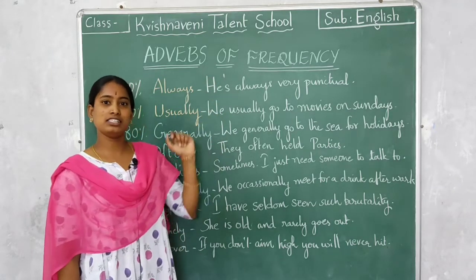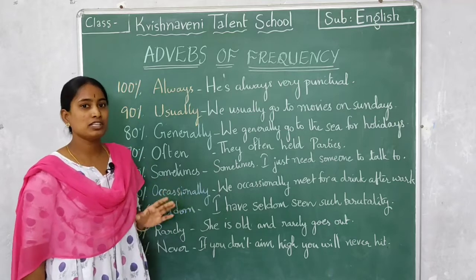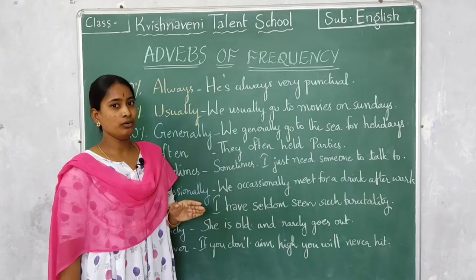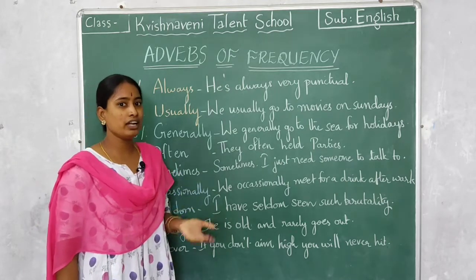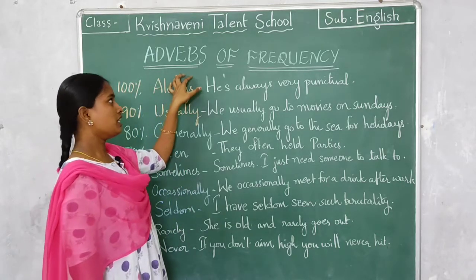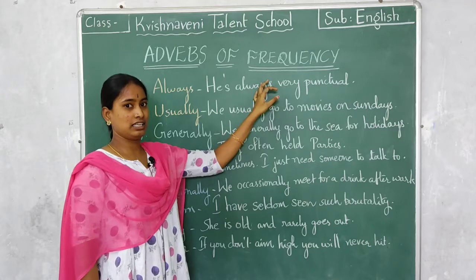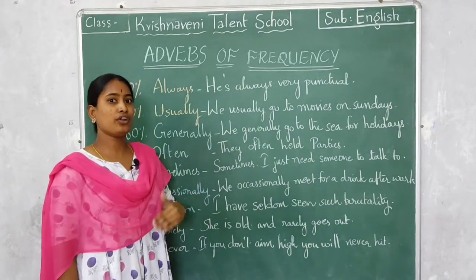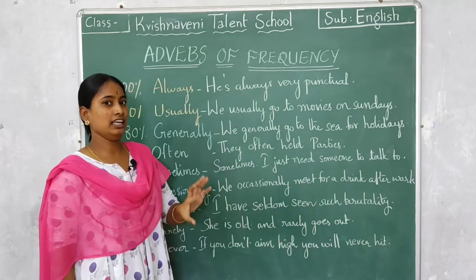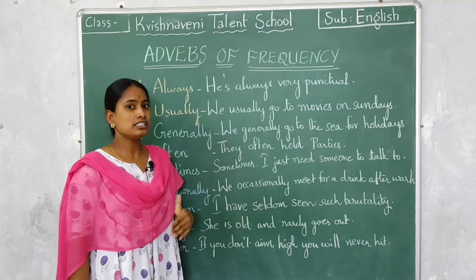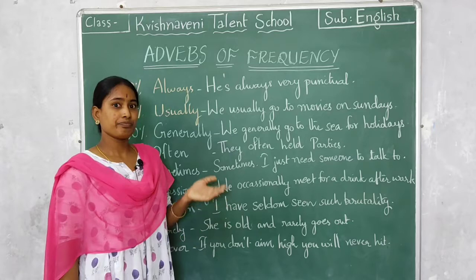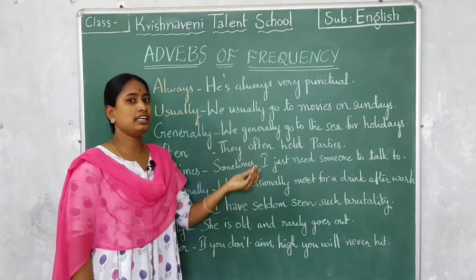So first of all, what is an adverb? An adverb is a part of speech which describes the action: when, how, in which manner, how frequently that action is done. So here we are talking about adverbs of frequency. What do you mean by frequency? How frequently that action is done. Whether that person is doing that action daily, or sometimes, once in a week, once in a month, once in a year. Like that, how frequently that action is done.